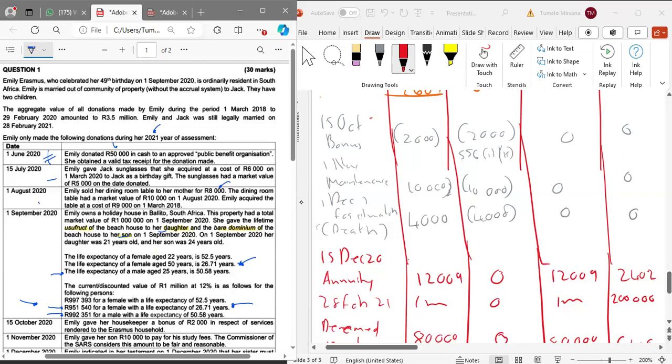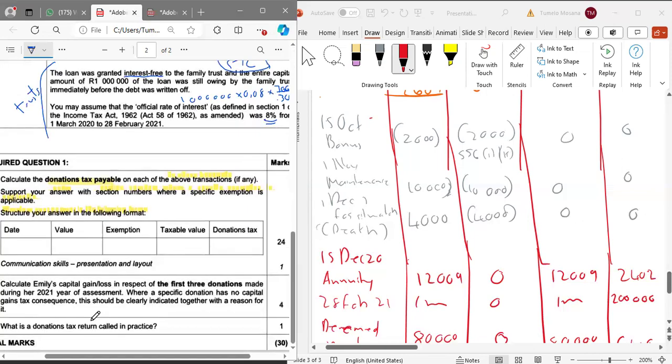And then with your dining table, obviously, you are dealing with a connected person, right? Emily is connected to her mother. So now you would use the market value on the date, 10,000 minus the cost of 9,000. And then the capital gain of 1,000, you'd also disregard it in terms of paragraph 53 of the 8th schedule, because we have to disregard any capital gain on personal use assets. And what is the donations tax return called in practice? It's IT 144, right?